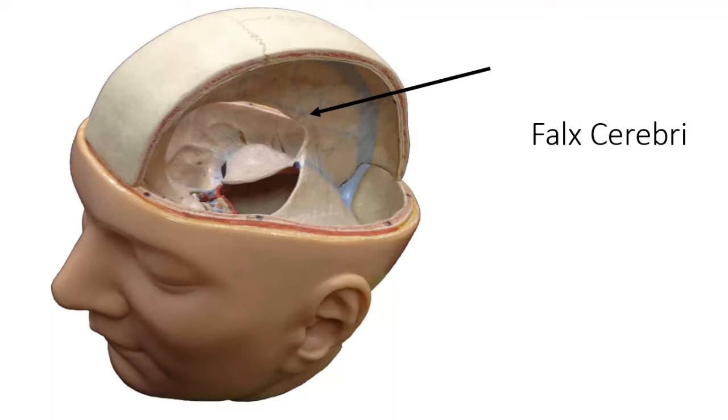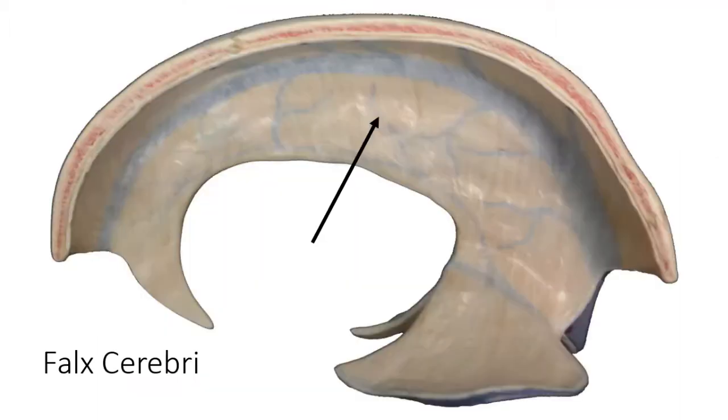the falx cerebri, this is a dural septa. So you can see it's this sheet here of the dura mater. It's going to divide your left and right cerebral hemisphere. So keep in mind, I'll show you on this other model here. That's the falx cerebri. It's found in the longitudinal fissure. It divides the left and the right cerebral hemispheres.